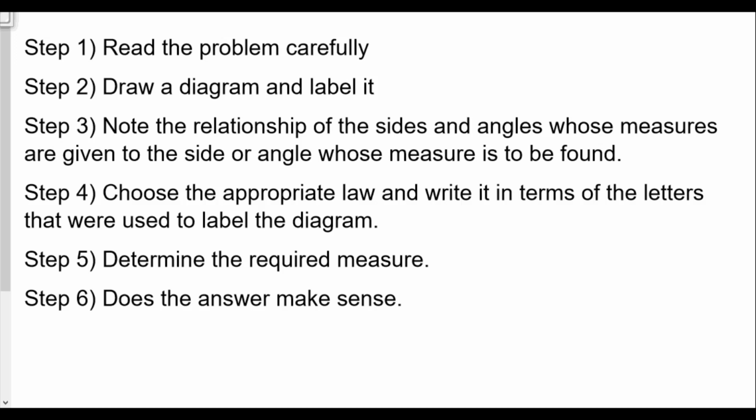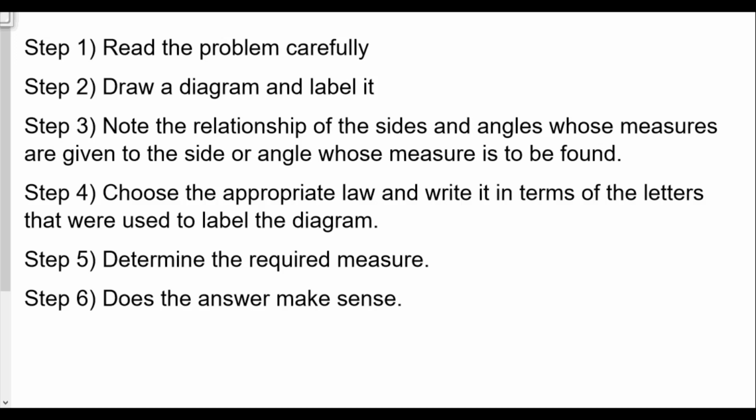Now, step 3, note the relationship of the sides and angles whose measures are given to the side or angle whose measure is to be found. Okay. And so when we say this, what are we looking for? We're looking for a side here. And so for our problem, we're looking for a side. And of course, where is it located? Well, it's definitely located opposite the angle given to us.